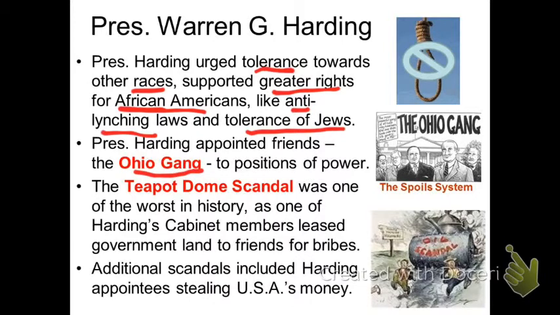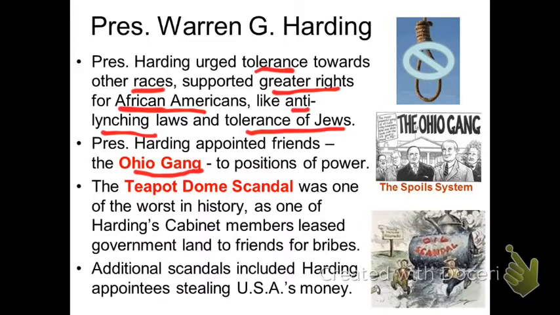Jews have always been, and this is an Old Testament thing, thousands of years, once they left Egypt, scattered to the corners of the world. And Jews have always been somewhat picked on, disliked, distrusted. Anti-Semitism, the distrust of Jews, is widespread around the planet. And Harding came out and said, hey, we need to be tolerant toward other peoples. We need to do away with lynching laws. We need to be more tolerant of African Americans, more accepting of them into our society, and the same thing with Jews.